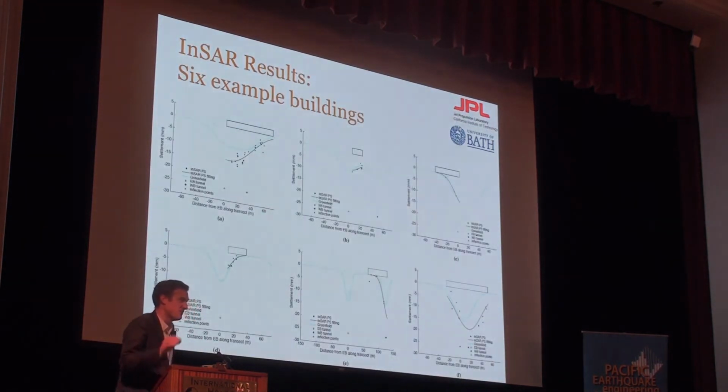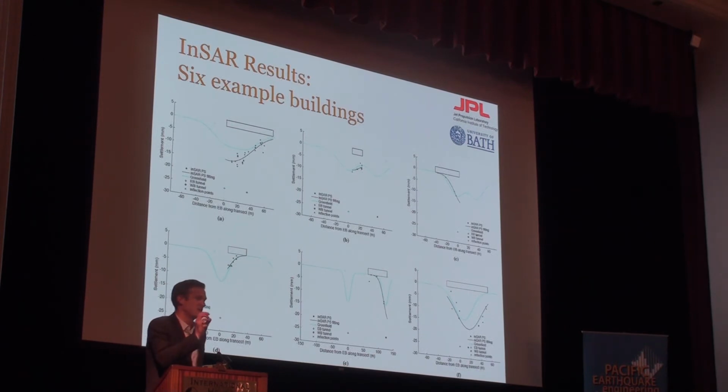And that's where you're getting right at the limits of the ability of the technology. So here you see 6 case study buildings where we took all of the points where we could get what's called persistent scatter measurements, so points where the equivalent points could be recognized in consecutive satellite images. And this is the level of data we get.